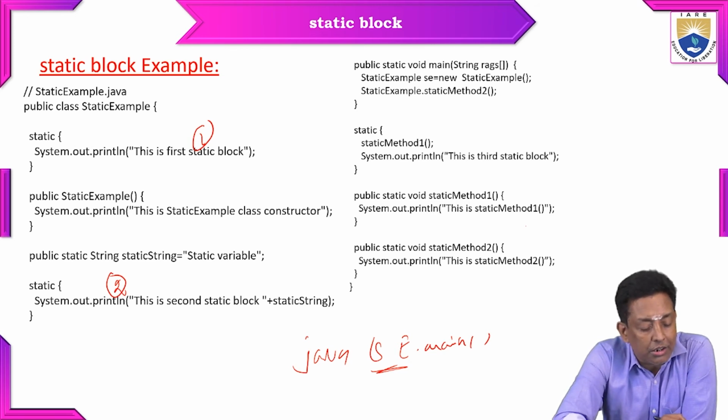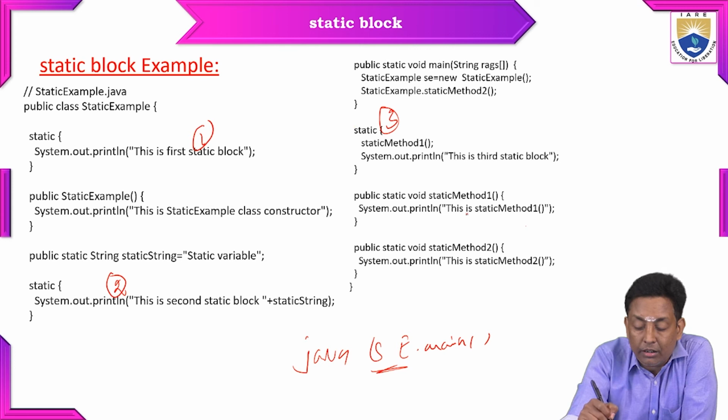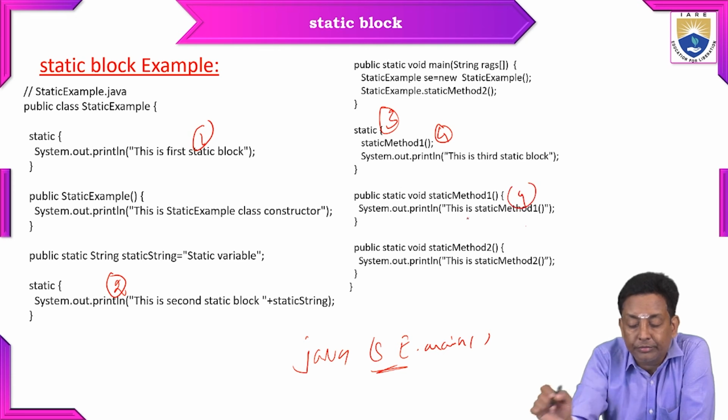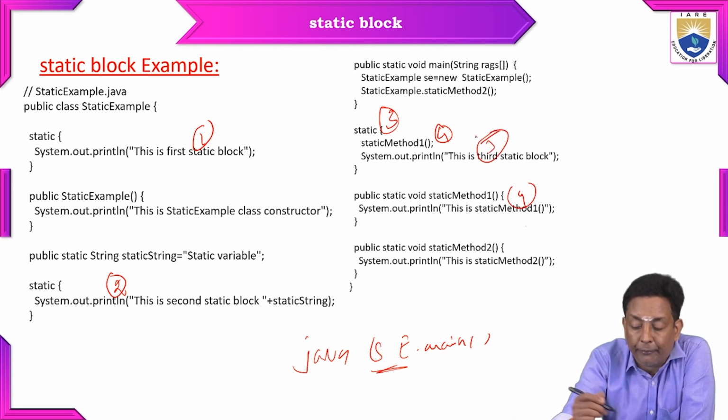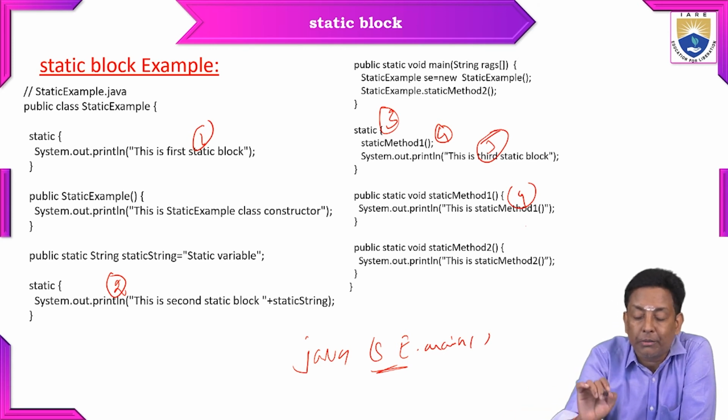Second static block executed. And then next comes the third static block. From the third static block, static method 1 was called, and this statement will execute, followed by one more SOP statement. Then the third static block is over. All static blocks are completed. Then control comes to the main method.